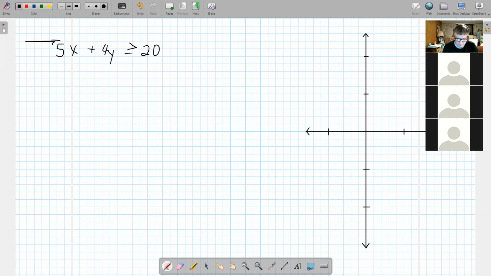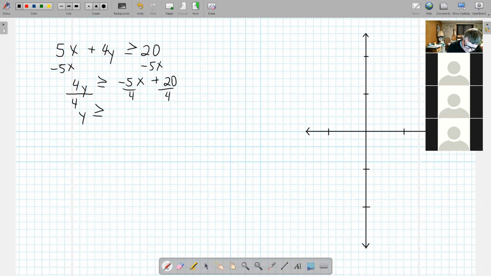So the first thing I'm going to do is solve it for y. So I'll subtract 5x from both sides, giving me 4y greater than or equal to negative 5x plus 20. Go ahead and erase this little extra stuff here just because it's bothering me. All right. Then I'm going to divide each term by 4 on both sides of the inequality. So I get y greater than or equal to negative 5/4 x plus 5. This is now in slope-intercept form.